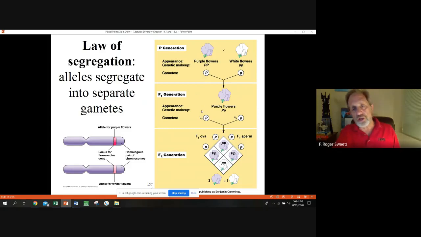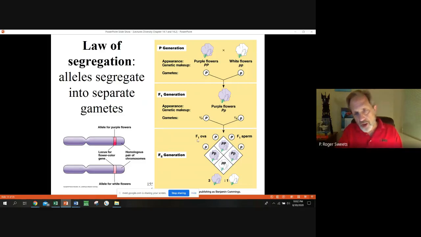Now we get to the F1 generation, when obviously each one of the cells would have one of the alleles for the purple and one allele for the white. And then, of course, those would also separate when the gametes were made. And so we can expect then that half of all the eggs would have the dominant trait, and the other half would have the recessive. And the same would be true of the sperm, pollen in this case, that half of them would have the dominant and half would have the recessive by simple laws of probability.